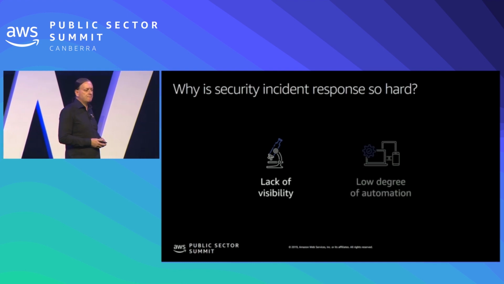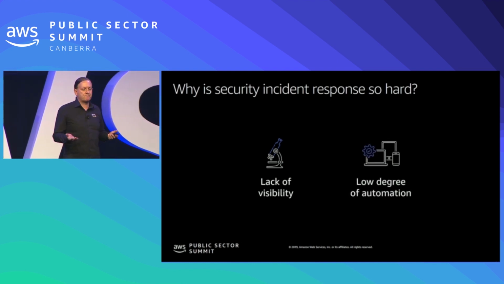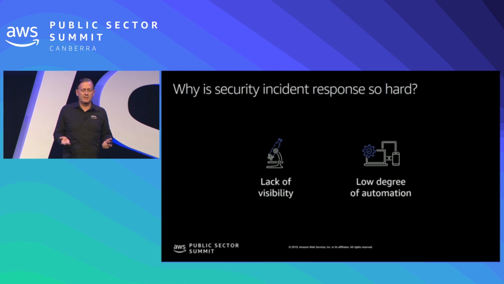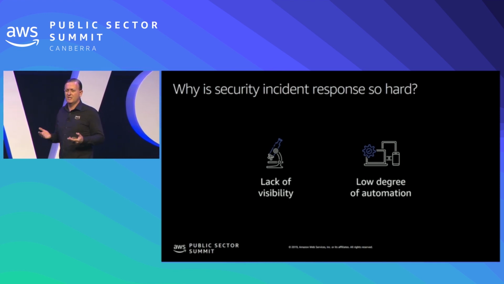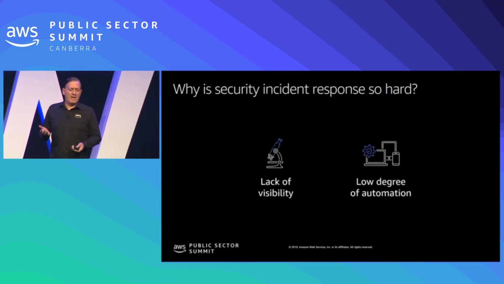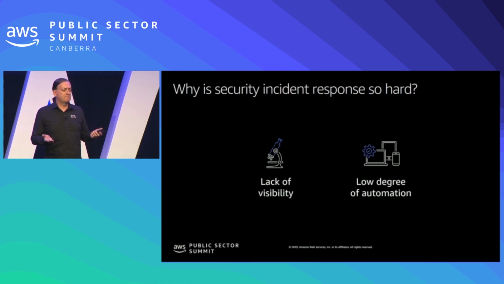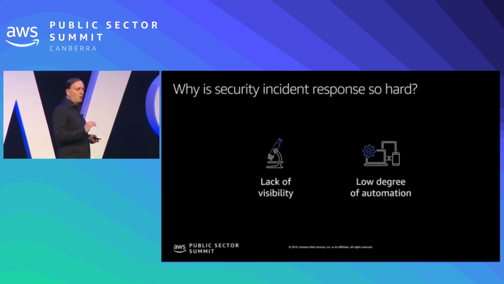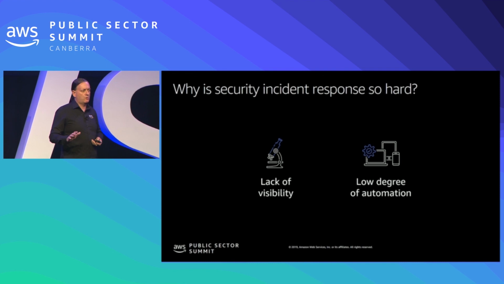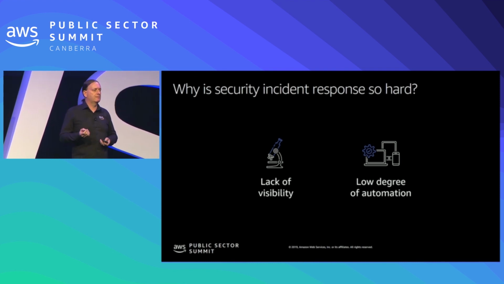Now, the second is a low degree of automation. In a typical on-premises environment, you may be building some of your servers manually or with some scripting. You may have inconsistent patch management, and no decent mechanism to automate common processes across all of your infrastructure in one place.